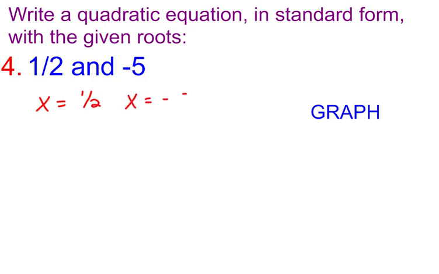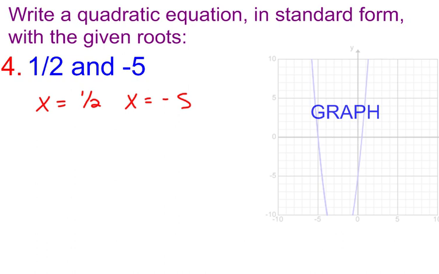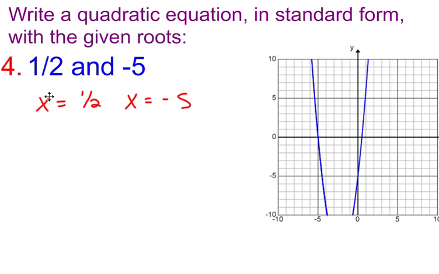X equals negative 5. So if I was to look at the graph of this parabola, you would see that the graph passes through the ordered pairs negative 5, 0 and 0.5, 0. That's my roots. So this is the graph of this parabola. I now have to write the equation for this. So we're really going to be working backwards from what we did with factoring.